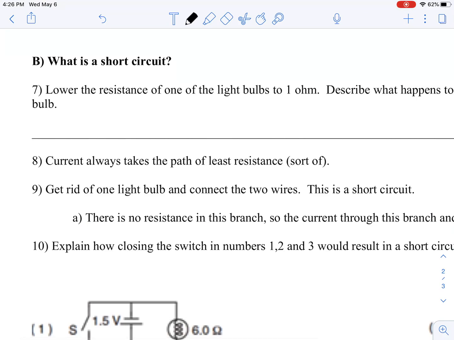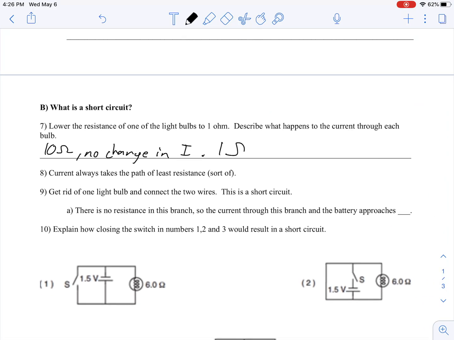So hopefully you noticed the 10 ohm, no change in current. 1 ohm, more current. Okay. Hopefully that makes sense to you. As resistance goes up, current goes down. As resistance goes down, current goes up, right? Hopefully it makes sense. Just the word resistance means it resists current.